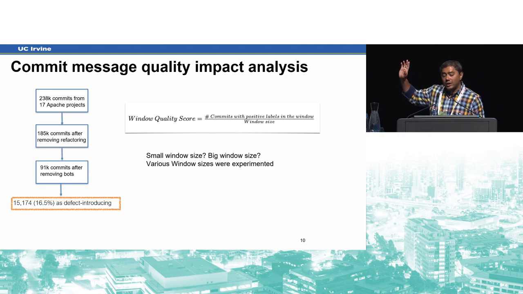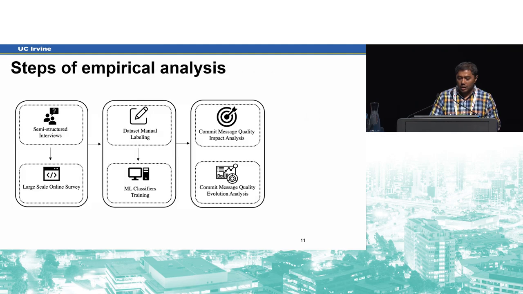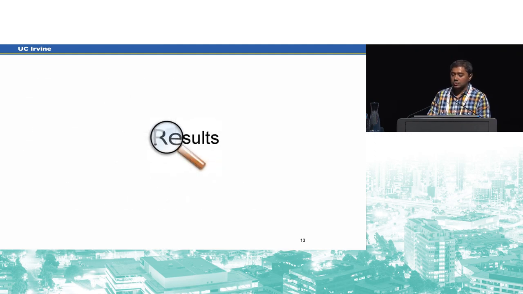in the next slide. And we came up with this metric, window quality score, which is essentially the ratio of commits with positive labels within the window size, divided by the window size itself. So once we had all these mechanisms in place, the next thing was to actually investigate the commit message quality evolution itself. So that was the last part of our analysis.